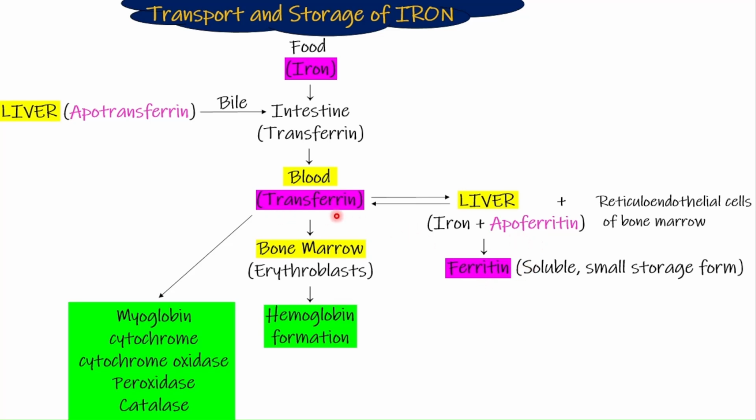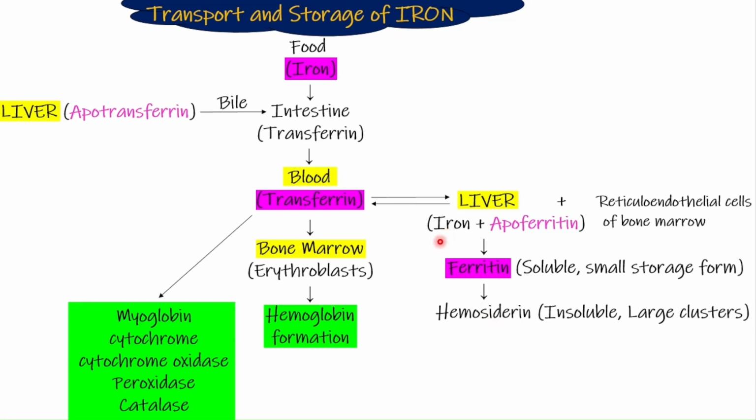Now, transferrin is the form in which the iron is transported, whereas ferritin is the form in which the iron is stored. Now, this ferritin is a soluble, small storage form. Now, if the amount of the iron exceeds the amount of the apoferritin, this means that we have additional iron. This additional iron will be stored in the form of hemosiderin.